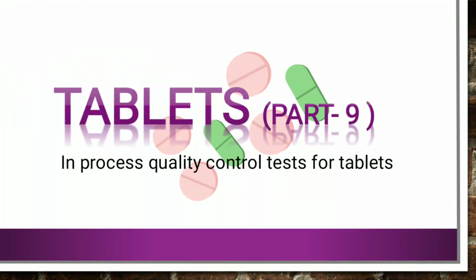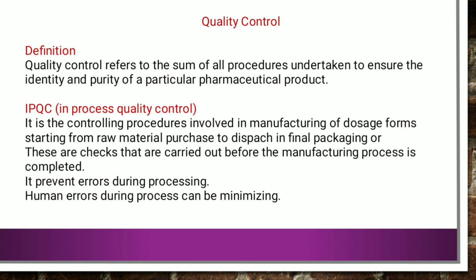Hello students, in this video we are going to study in-process quality control tests for tablets. So basically, quality control refers to the sum of all procedures undertaken to ensure the identity and purity of a particular pharmaceutical product. That is, whatever steps are involved, all of them are verified so that they are not going to affect the identity or purity of the pharmaceutical product.